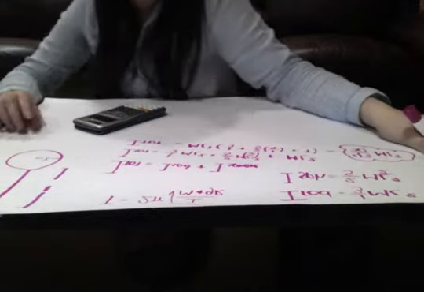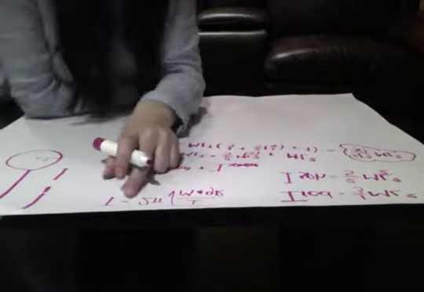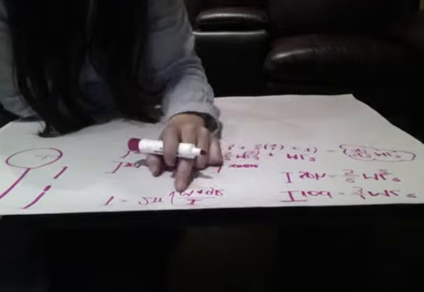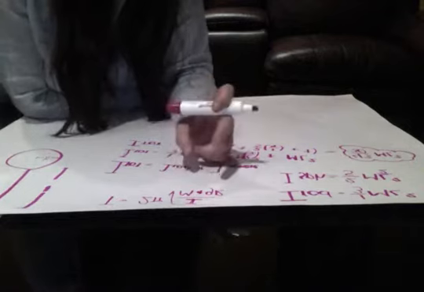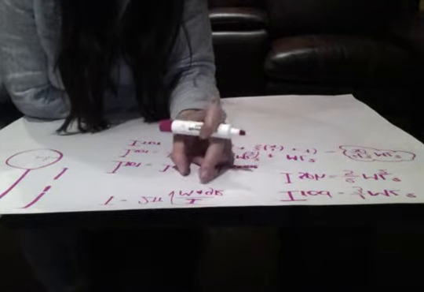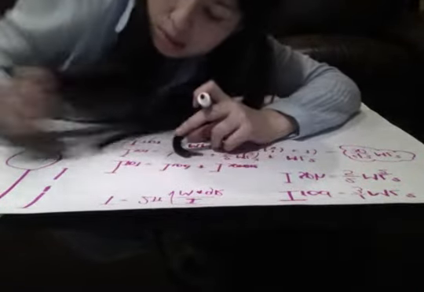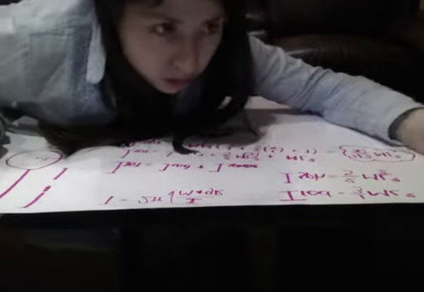But we need to find the period. We have a formula that is already given: the period is equal to 2 pi times the square root of the total inertia divided by m times g times r. Here r is not the radius, it's the distance between the pivot and the center of gravity.